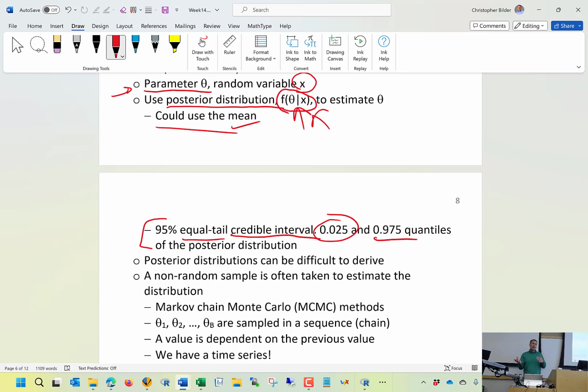There is another kind of interval called the highest posterior density interval as well. We won't get into that. So this posterior distribution is really what Bayesian methods are centered on, because it allows you to make inferences about your parameter of interest. The problem is that these posterior distributions are difficult to derive.